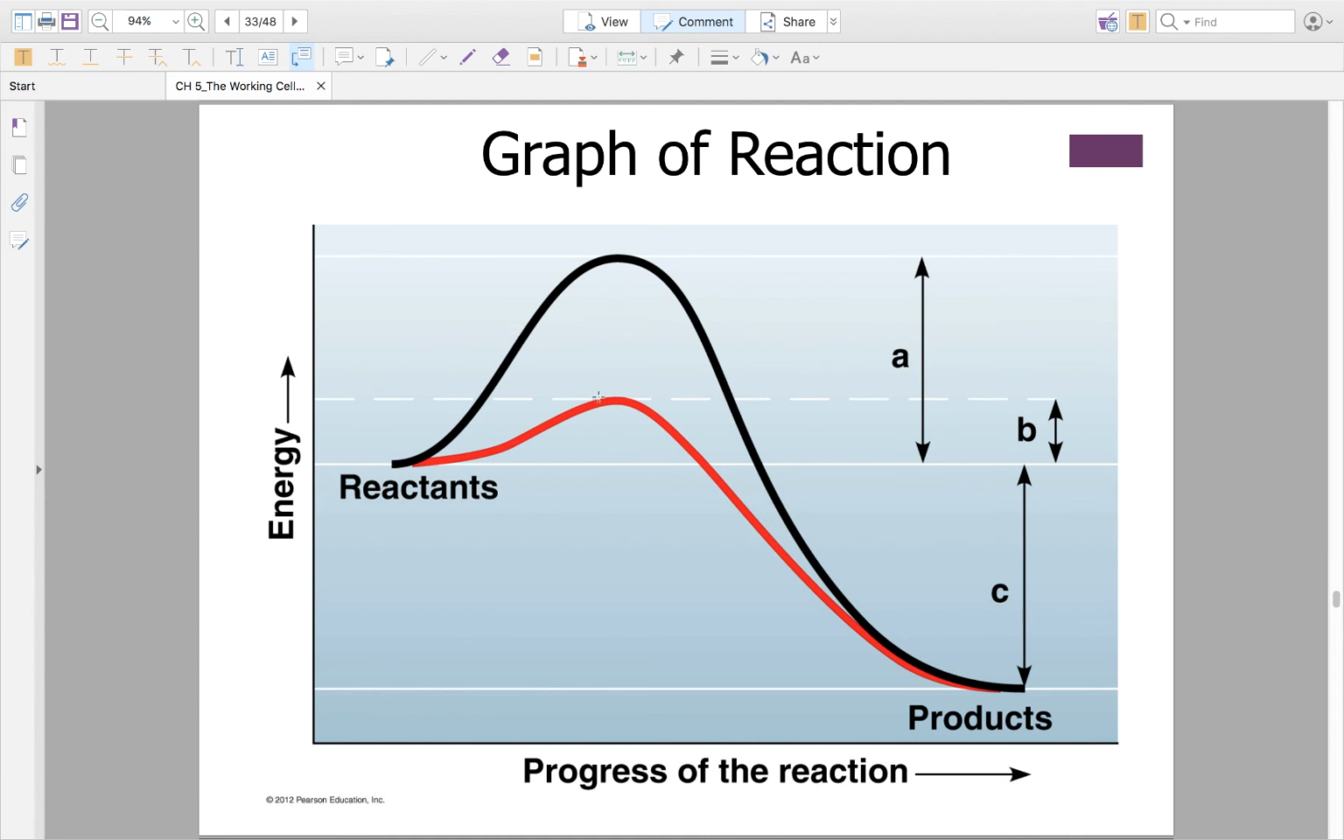All right, now the black is very clearly, there's no enzyme. The red, see how the activation energy has dropped all the way to here? This is in the presence of an enzyme. Okay, very good.